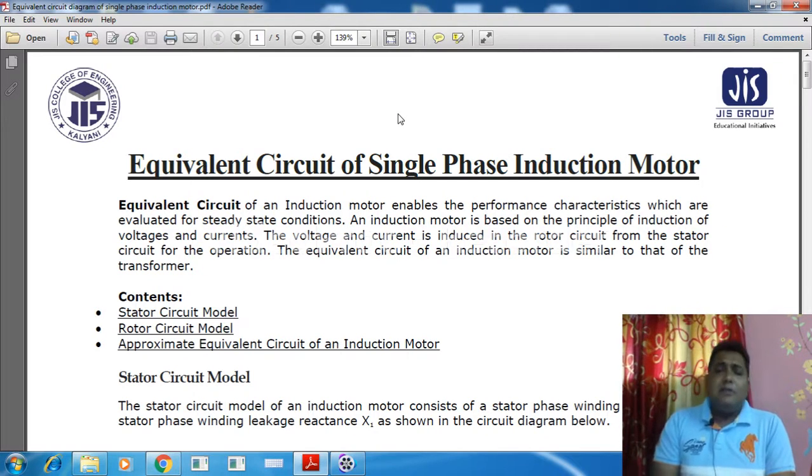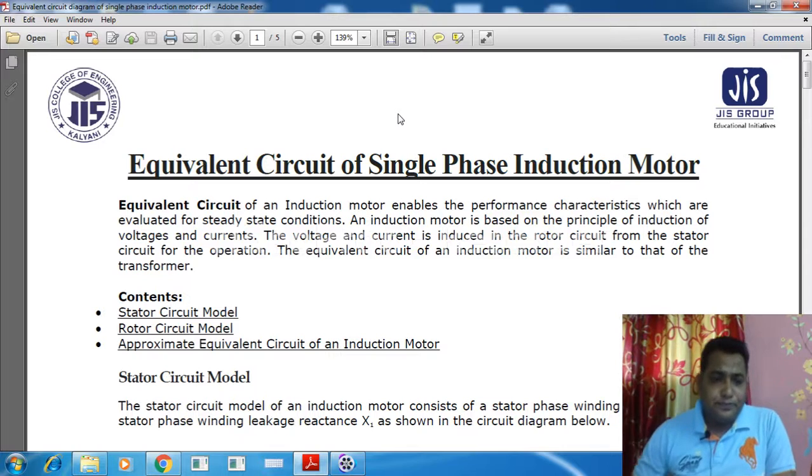So let us see the contents for today. The contents are the stator circuit model, the rotor circuit model, and the approximate equivalent circuit of an induction motor. First we will start with the stator circuit model, then after deriving that we will go for the rotor circuit model, then we will go for the approximation, and from there we will try to find out the parameter values, and then the different equations regarding that. So let us start.